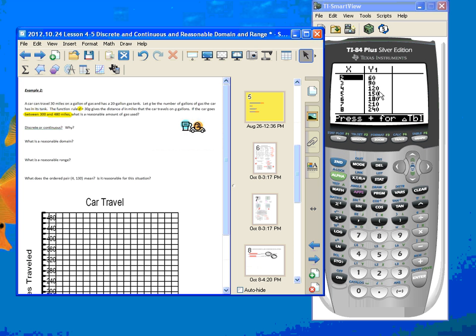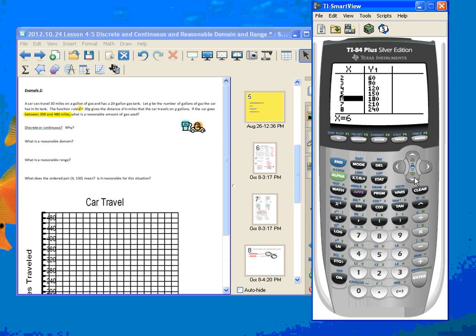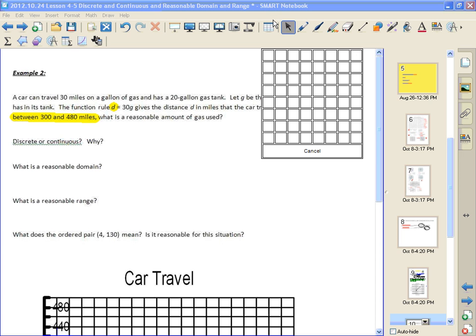So I'm going to come over here to where I find 300. So I'm going to scroll down some. And when y is 300, x is 10, and I can see all the way here to 480 when x is 16, okay? So I'm going to graph these points. The first one is going to be 10, 300.